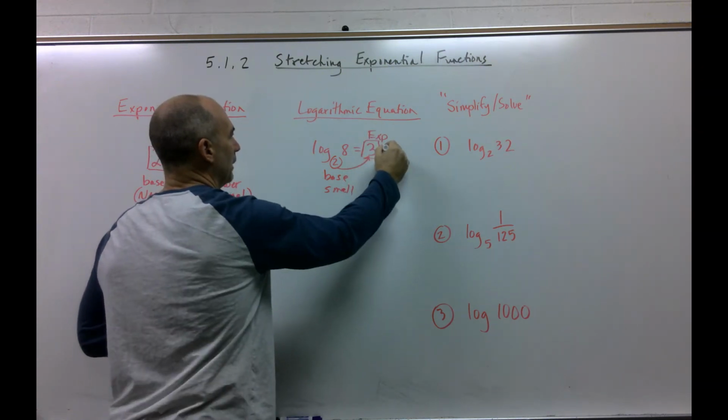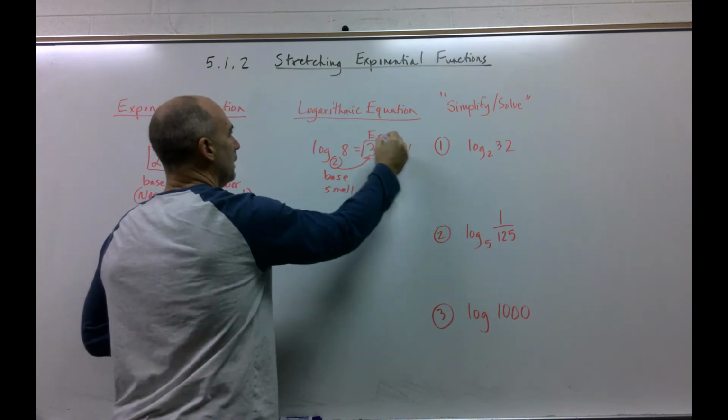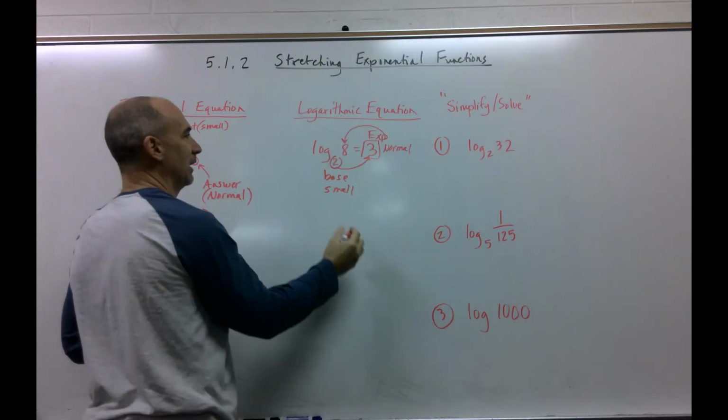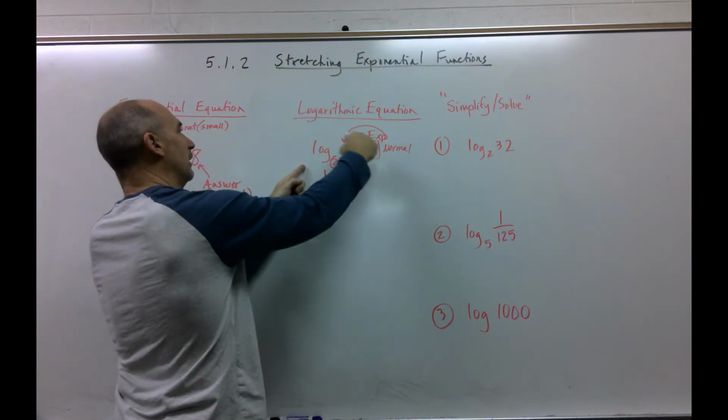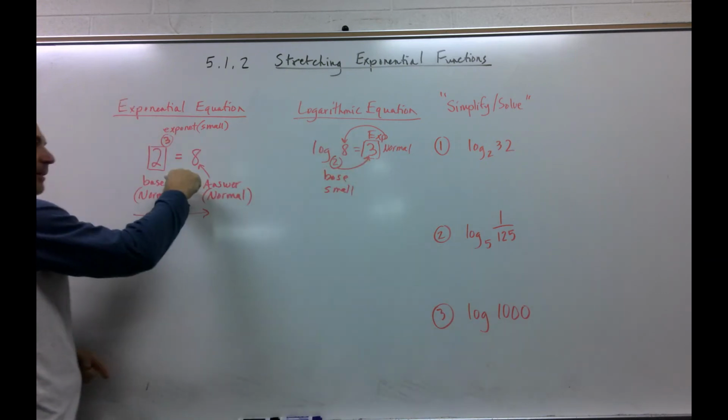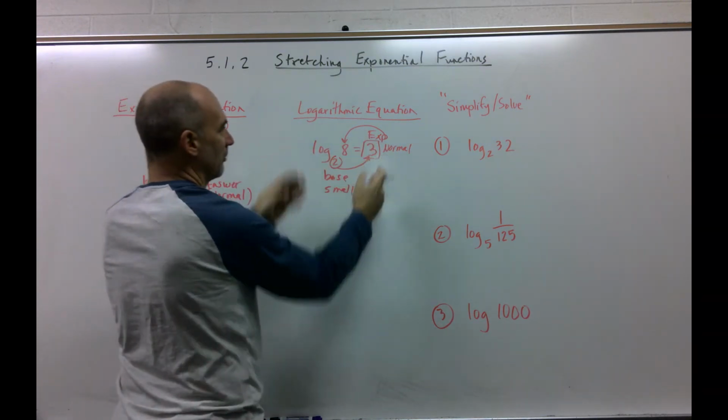How's it written? Normal size. And then we go here. So guess what we say when we read this? 2 cubed is 8. It's the same thing as this. It's just written as a logarithmic equation.